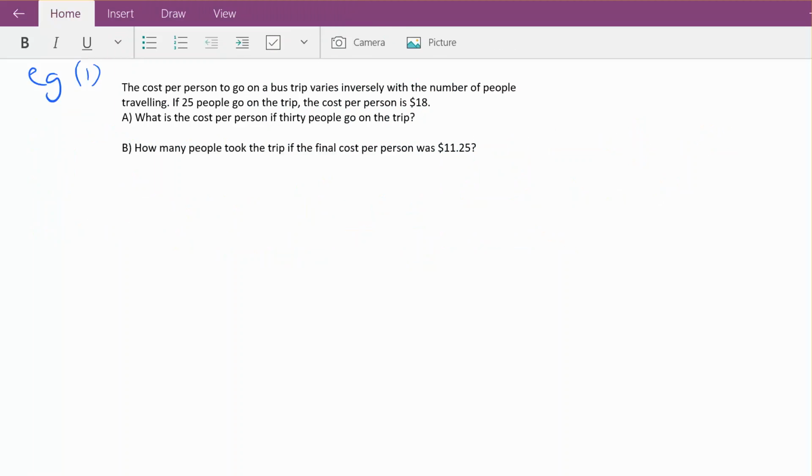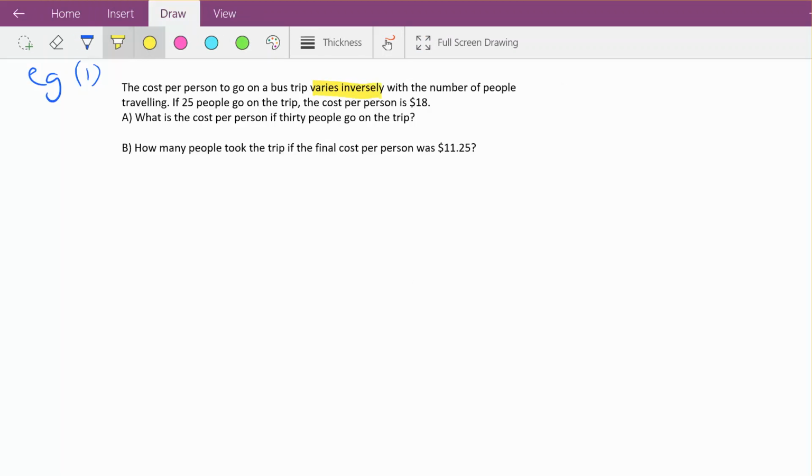Example 1. The cost per person to go on a bus trip varies inversely with the number of people traveling. Let's highlight varies inversely. Makes sense. The more people go, the cheaper it would cost. Increase the people, decrease the price. If 25 people go on the trip, the cost per person is $18. Part A, what is the cost per person if 30 people go on the trip?